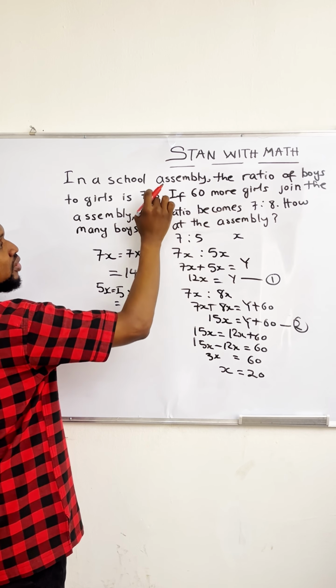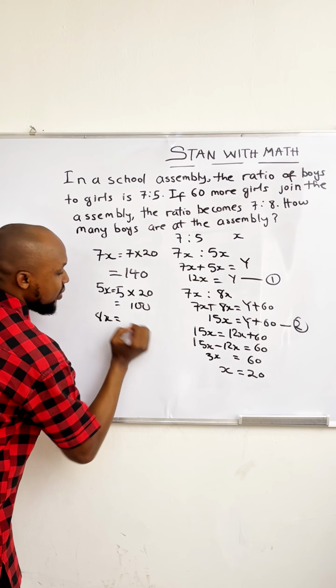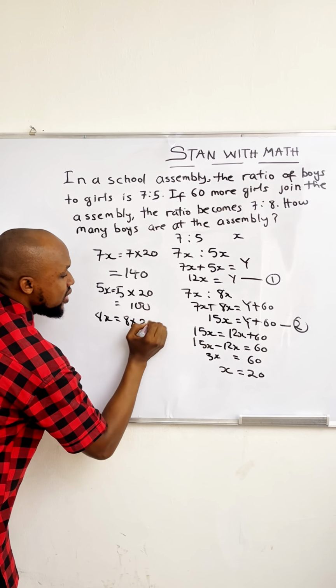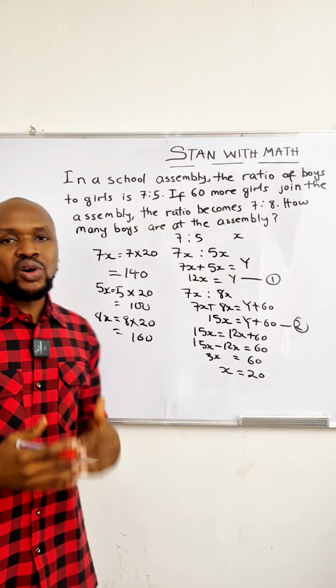That's the initial number of girls. Then we now added 60 to it. We see that it became 8x. That's going to be 8 times 20. And it's going to give us 160. So that's how to solve this kind of question.